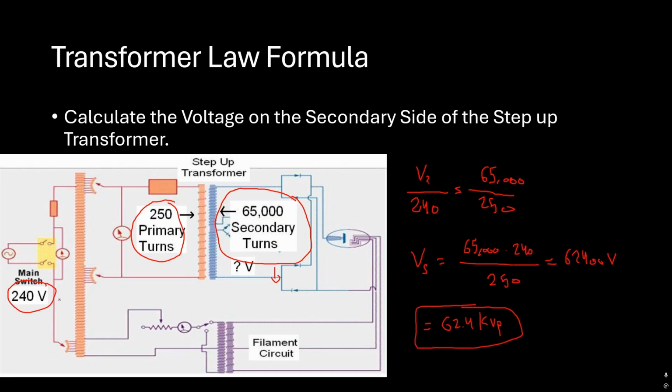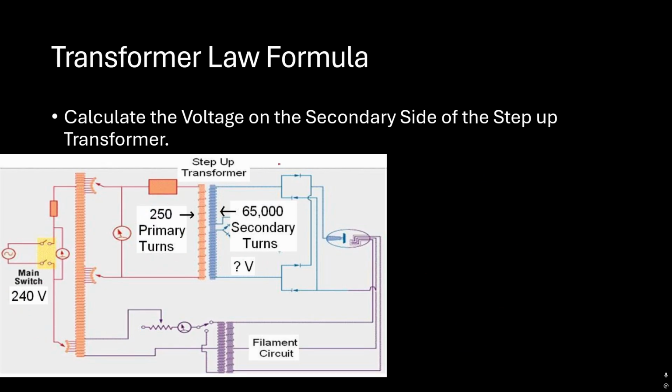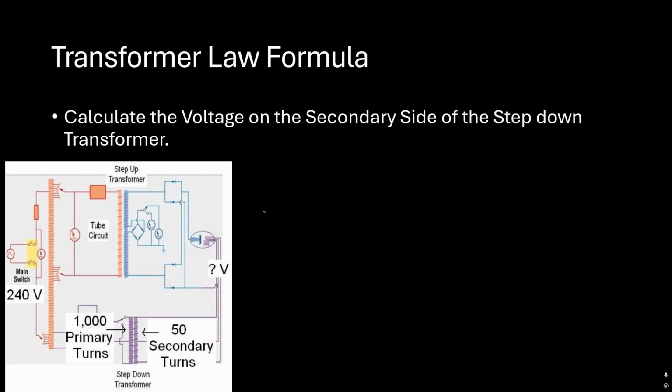And we can see that the initial voltage on the primary side is just 240 volt, and we converted that 240 volt to 62.4 kVp, which is a very high voltage. And this is done on the main circuit, which needs a high voltage and low current. Now let's take another example.